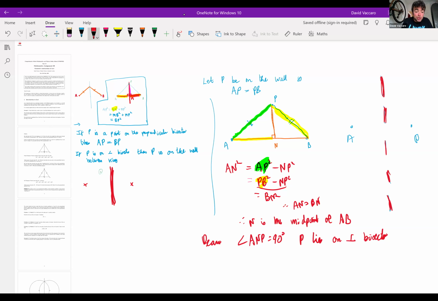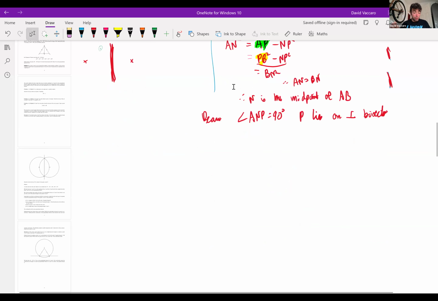If you put the two arguments together, then you're done, because then you've shown that every point on the wall is on the perpendicular bisector, and conversely, every point on the perpendicular bisector is on the wall. And so what we can then say is that the perpendicular bisector is exactly the locus of the points that are equidistant from each point.